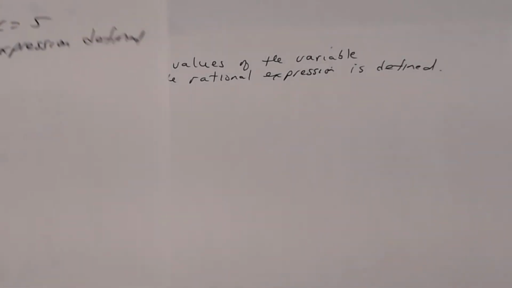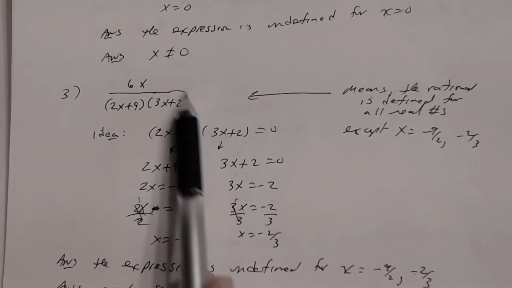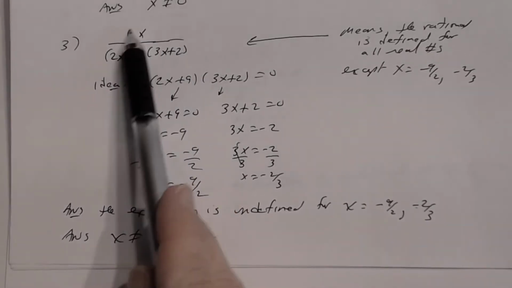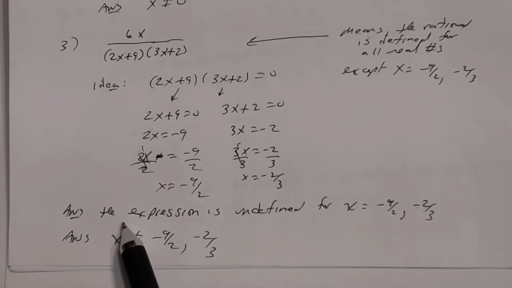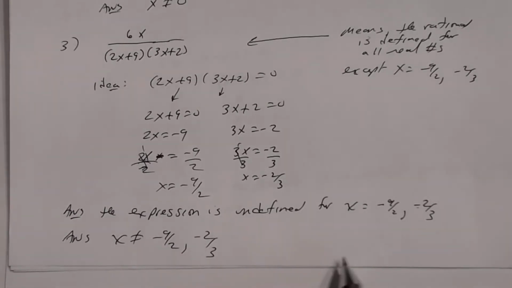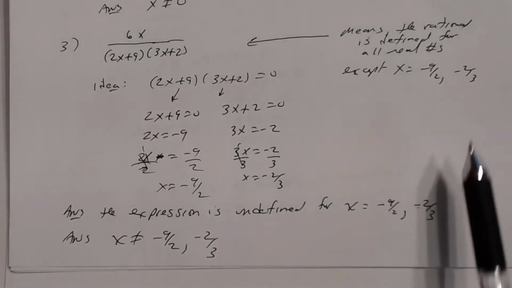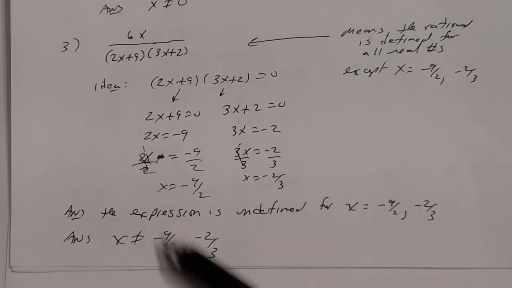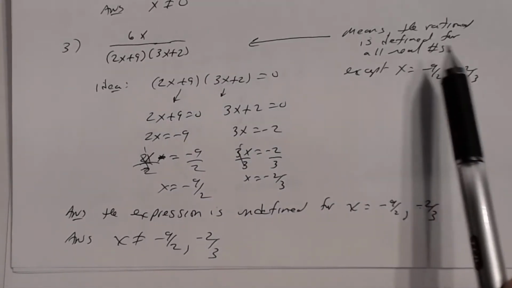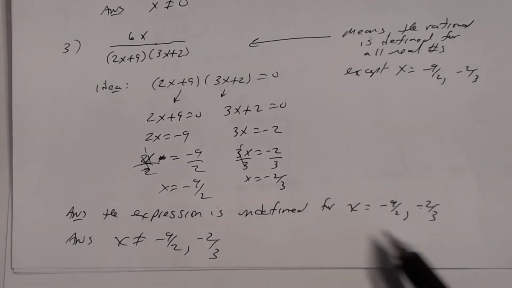Remember in the previous lesson, we also talked about this. When we found, for example, in this one, where this rational expression is undefined, we said the rational expression is undefined for x equal negative 9 halves and x equal negative 2/3. Then we said all this means is that this rational expression is defined for all real numbers except these two.